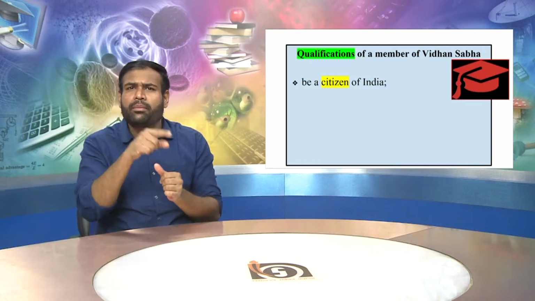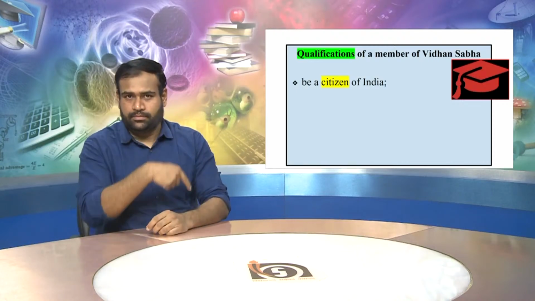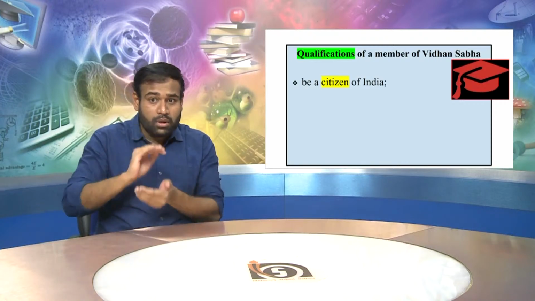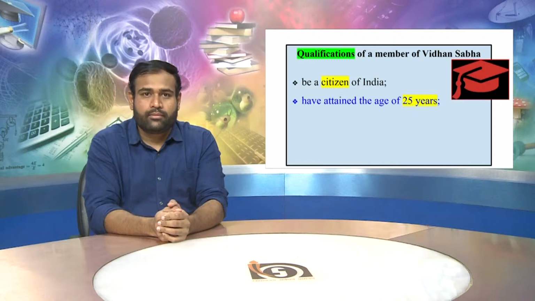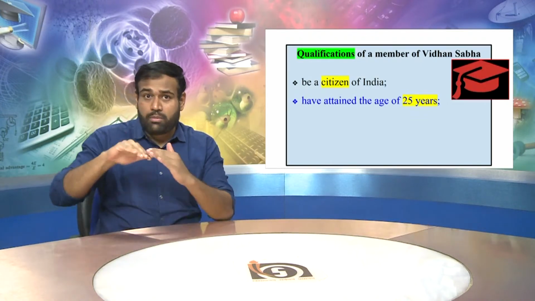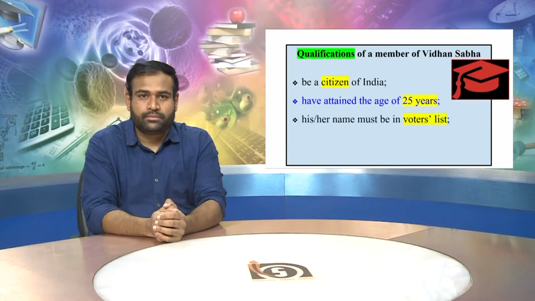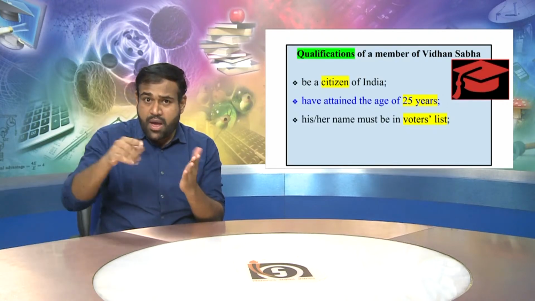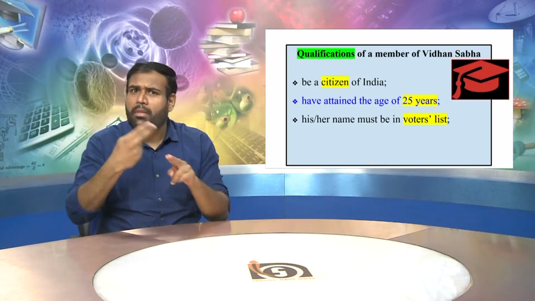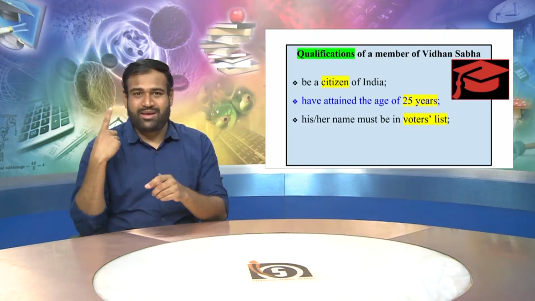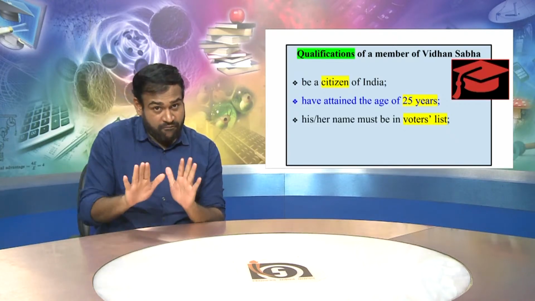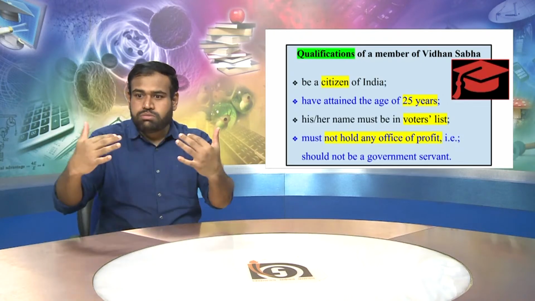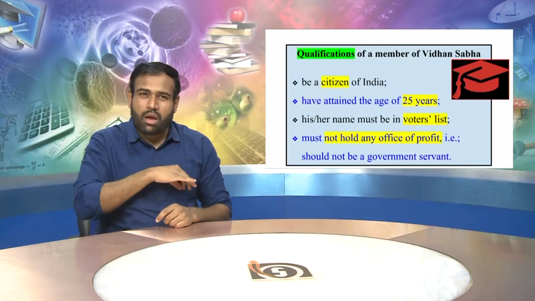Qualifications of a member of Vidhan Sabha. First, they should be a citizen of India. Second, they must have attained the age of 25 years. His or her name must be in the voter list. Must not hold any office of profit, for example, should not be a government servant.